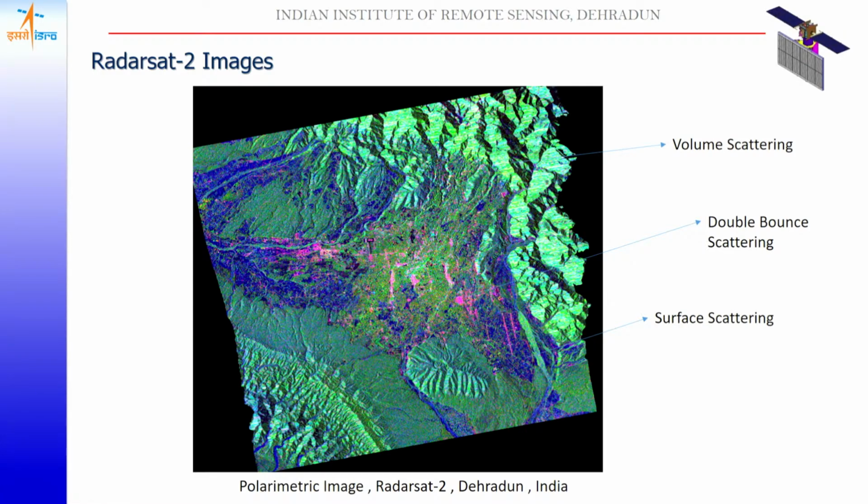So depending on the scattering mechanism of the different targets, we have different backscatter, and accordingly if we have different polarizations, then we can distinguish different targets, and we can have the RGB composition, and we can do different polarimetric decompositions also. So we have different polarimetric decompositions like Pauli decomposition, and we have the Freeman decomposition, Yamaguchi decomposition.